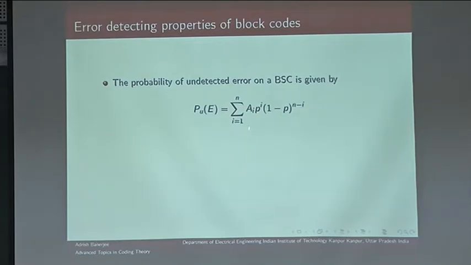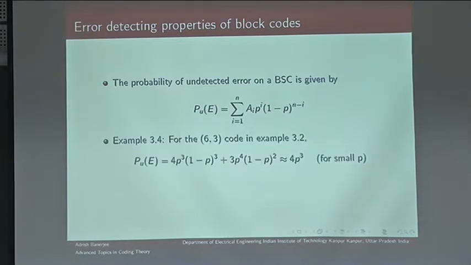And then we need to sum over all i's, because whether it is a weight 1 code word you receive, or a weight 2 code word, or a weight 3 code word, these are all examples of undetected error when I am transmitting an all 0 code word. So for the example that we have considered, A 3, I think, was 4. There were 4 code words of weight 3, and we had 3 code words of weight 4. So if you look at that, this becomes this.